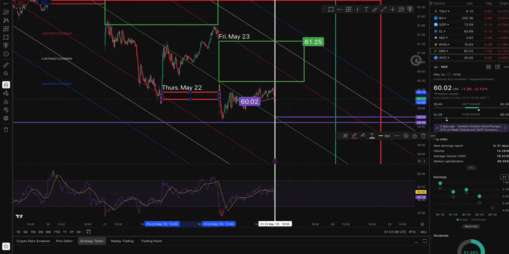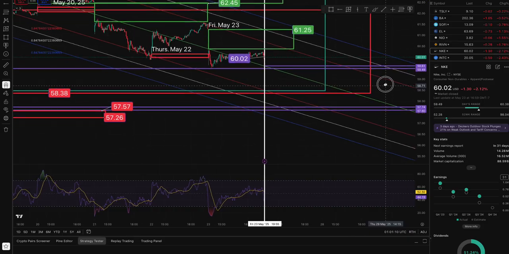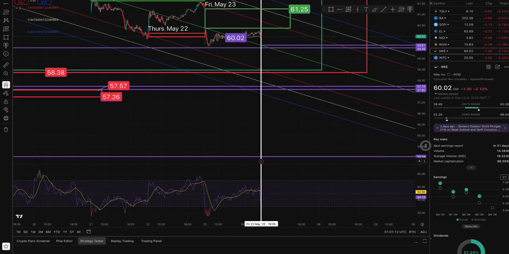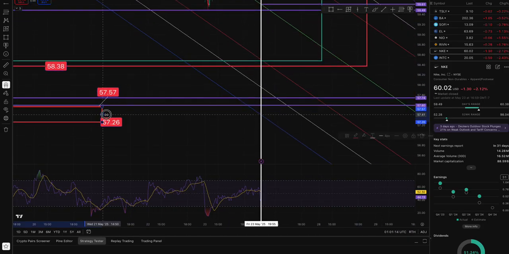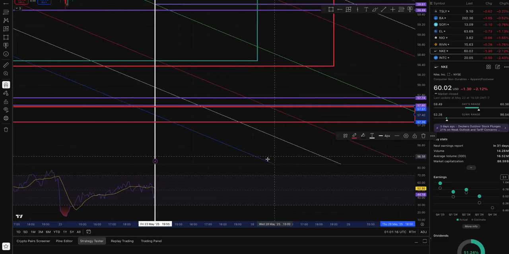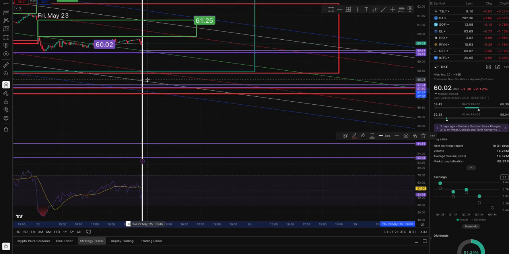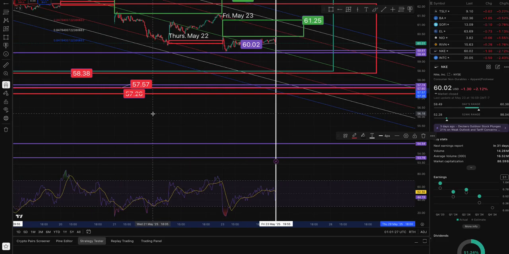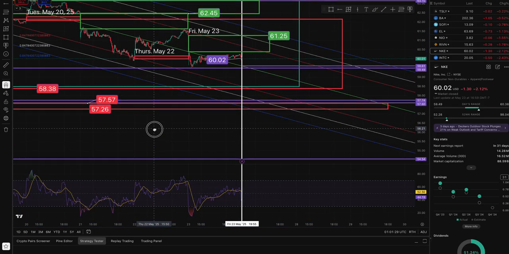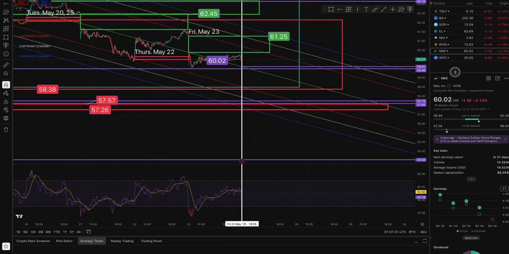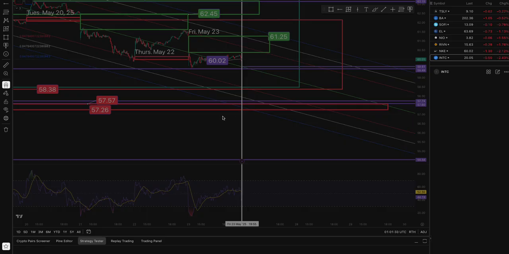60 bucks. And then we have this gap still in play to the downside. And this one could touch on Tuesday, taking us to 58.39-ish or 38-ish. Okay, that's it for Nike. And one last one. Thank goodness. It's a long video here.